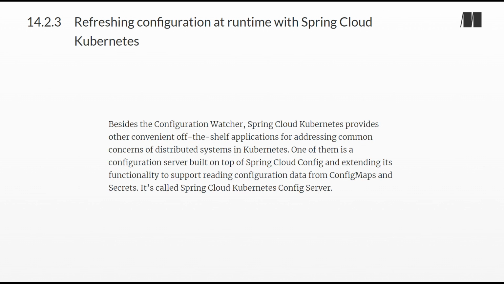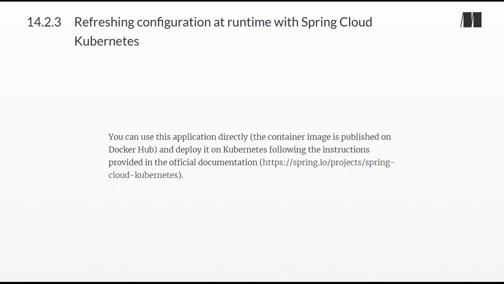Besides the Configuration Watcher, Spring Cloud Kubernetes provides other convenient off-the-shelf applications for addressing common concerns of distributed systems in Kubernetes. One of them is a configuration server built on top of Spring Cloud Config and extending its functionality to support reading configuration data from ConfigMaps and secrets. It's called Spring Cloud Kubernetes Config Server. You can use this application directly, the container image is published on Docker Hub, and deploy it on Kubernetes following the instructions provided in the official documentation, see this link.